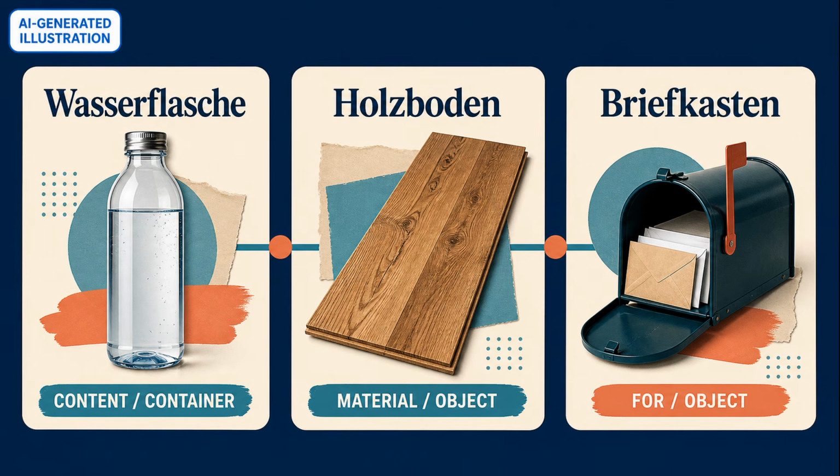Sometimes the paraphrase sounds like made of. Sometimes it sounds like for. Sometimes it is closer to contains. That is why translating every compound with one mechanical of rule fails. A compound is compact because German leaves the relation economical. Your job as a reader is to propose the shortest plausible paraphrase, then check it against the object and the surrounding sentence.